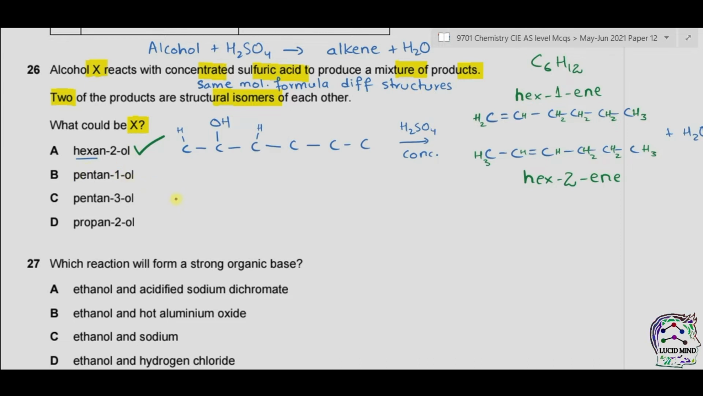B is pentane 1-ol. In pentane we have 5 carbon atoms. 1-ol means that OH is attached to the first carbon atom. Now in the presence of concentrated sulfuric acid, water will be removed and hydrogen is removed from this adjacent carbon atom. As there is no other adjacent carbon atom, only one product is possible, which is this one. And the name is pent 1-ene.